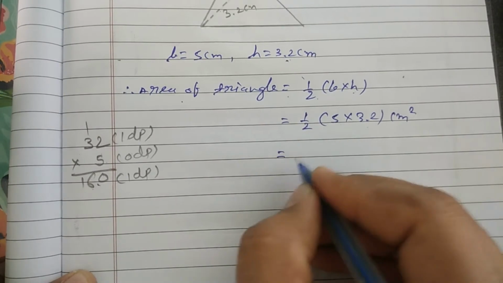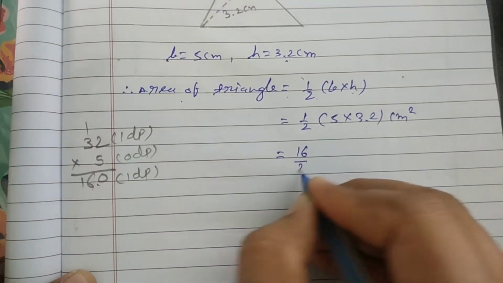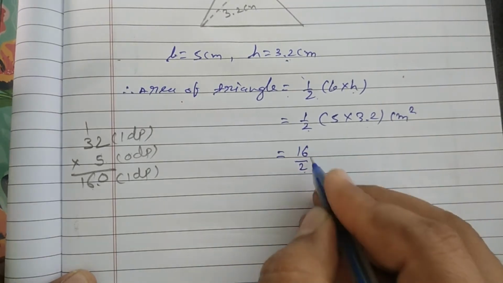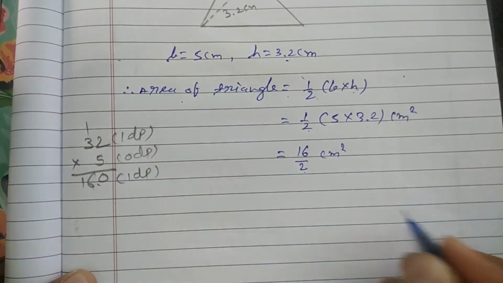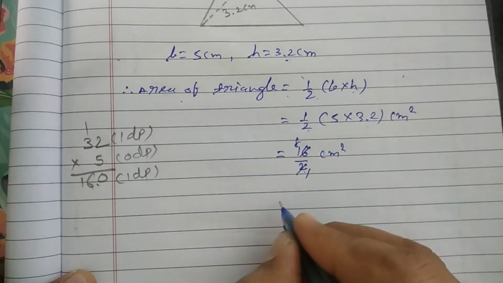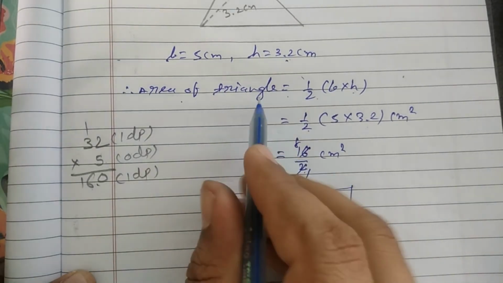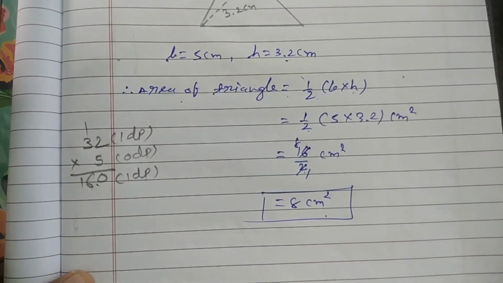We do not have to write 0, so here we can write directly only 16 divided by 2. Here 2 we do not have to forget. 16 divided by 2 centimeter square, as we know that 2 1s are 2 and 2 8s are 16. So our answer is 8 centimeter square. So area of triangle is 8 centimeter square.